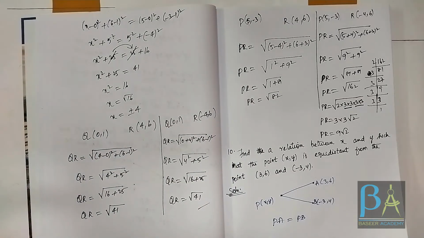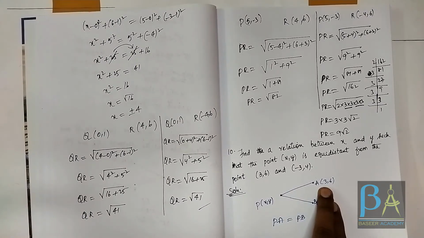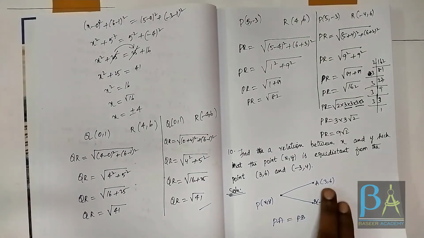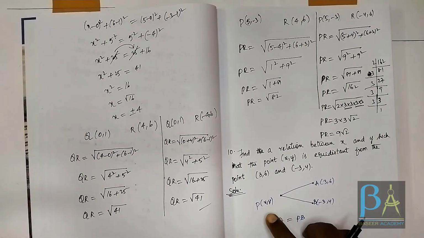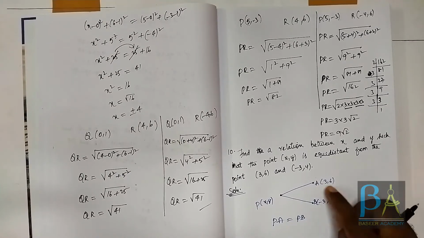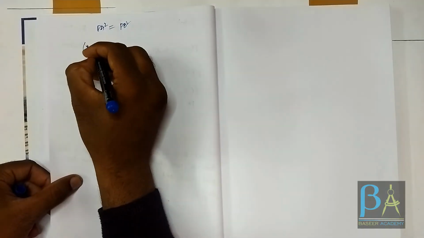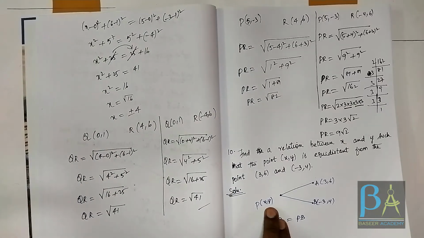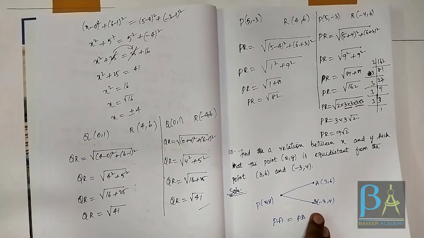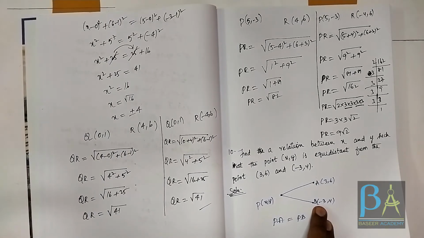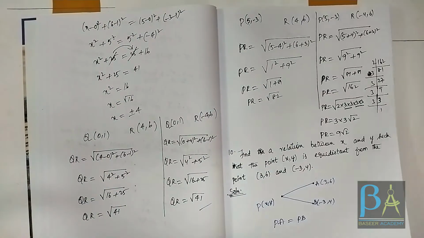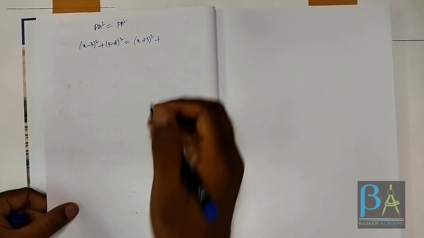And what is PA square going to be? You have to subtract the x coordinates, square it, and then keep the plus sign, subtract the y coordinates and square it, or just use the distance formula. I am just going to subtract the x coordinates. Remember, the first coordinate is the x coordinate. So x minus 3 whole square plus y minus 6 whole square. That should be equal to PB square. x minus of minus 3 is plus 3. So x plus 3 whole square plus y minus 4 whole square.